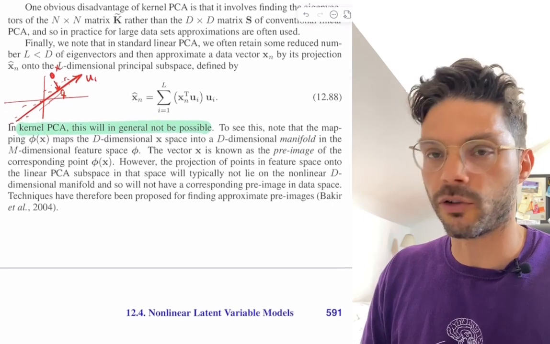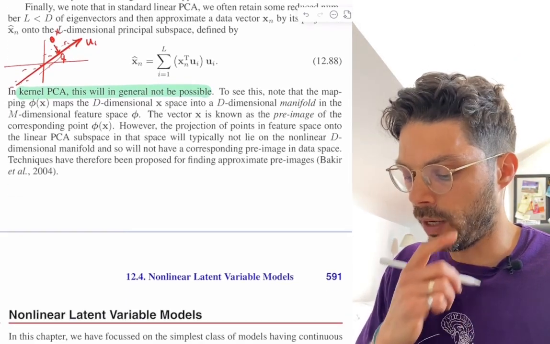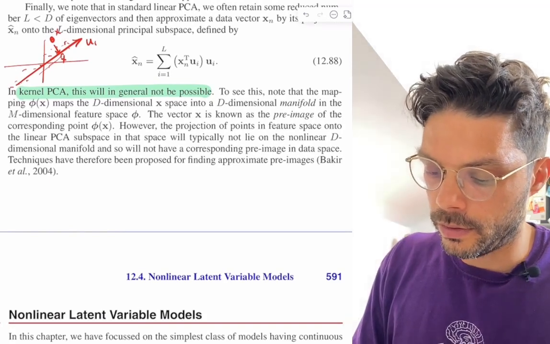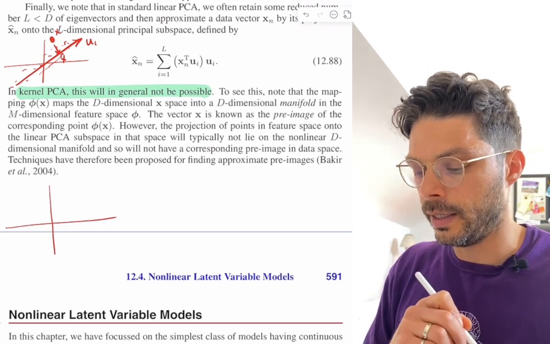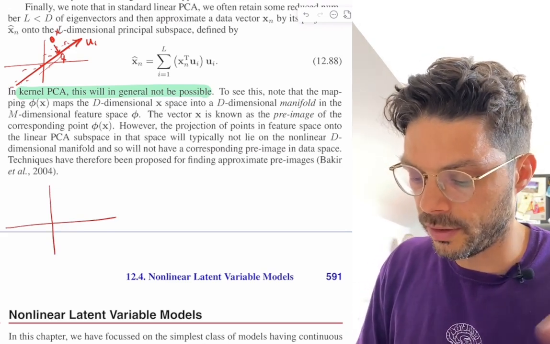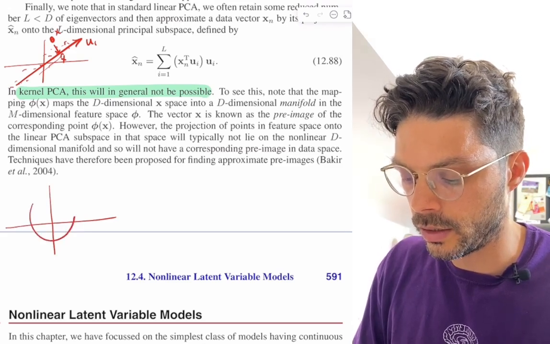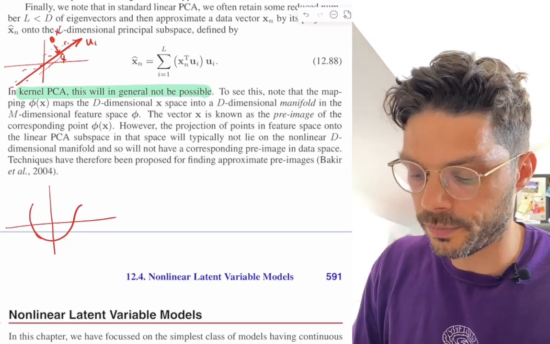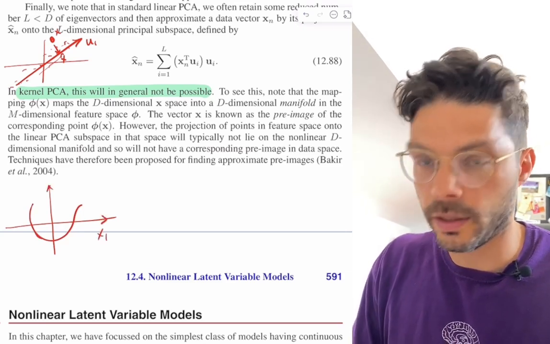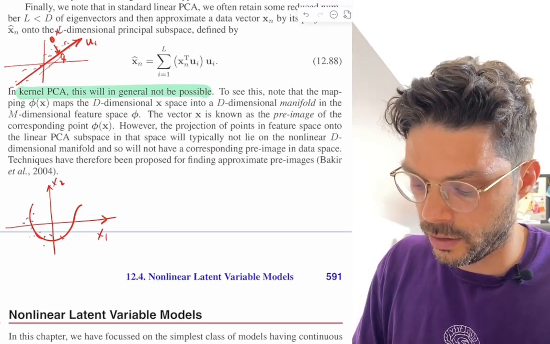Let's see if we can draw a picture of that to help you. Let's even stick to 2 dimensions. Hopefully I'll get this across correctly. Here is our data. We're going to call this x1 and x2, and our data is going to be lying along this.